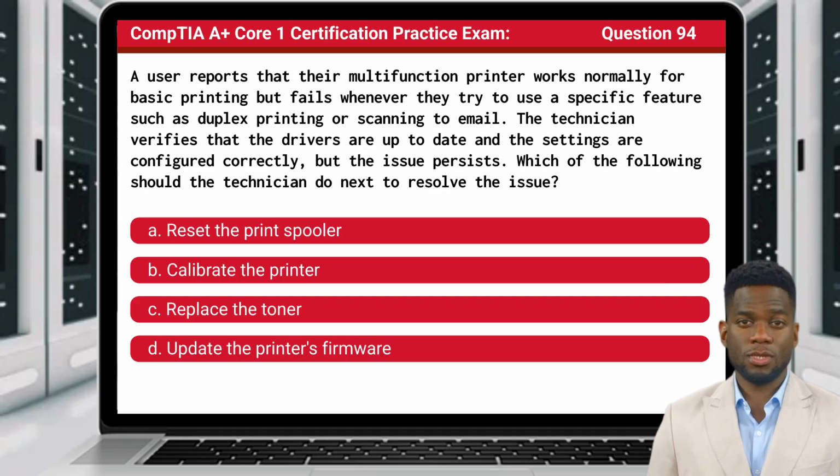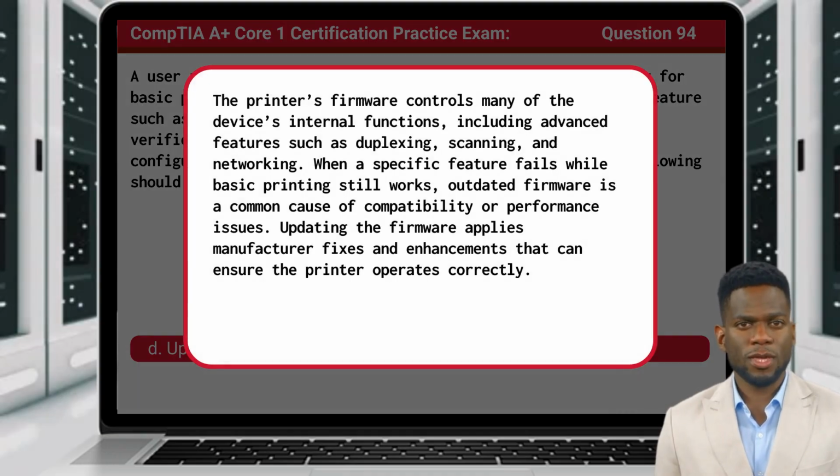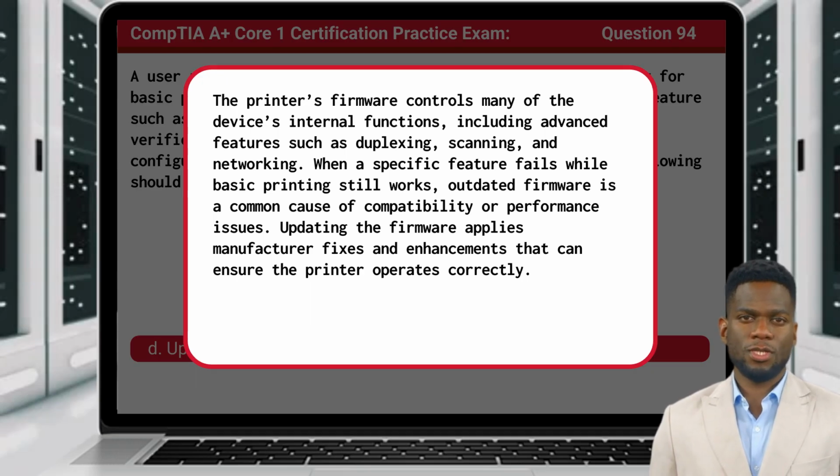The answer is D. Update the printer's firmware. The printer's firmware controls many of the device's internal functions, including advanced features such as duplexing, scanning, and networking. When a specific feature fails while basic printing still works, outdated firmware is a common cause of compatibility or performance issues. Updating the firmware applies manufacturer fixes and enhancements that can ensure the printer operates correctly.